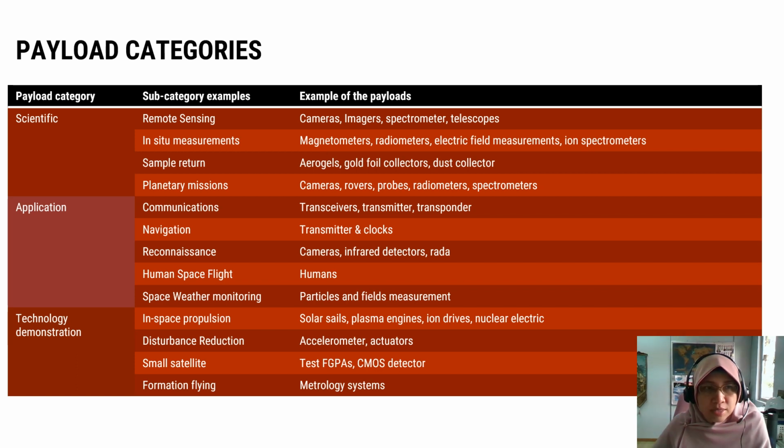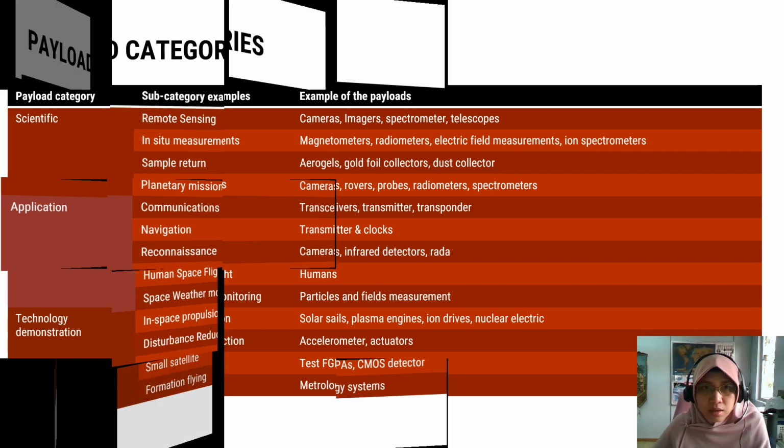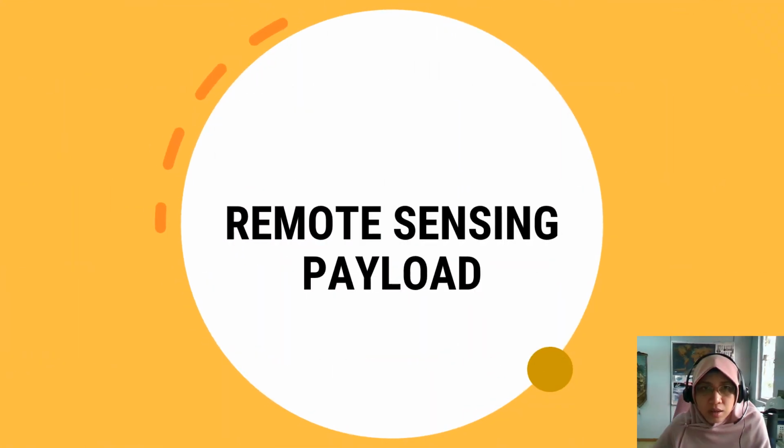So payload is categorized into three parts, which are scientific, application, and technology demonstration. Each category is defined by payload utilization and characteristics. Today I will focus on remote sensing satellites, since this type of satellite is the main contribution to satellite technology development in this world.